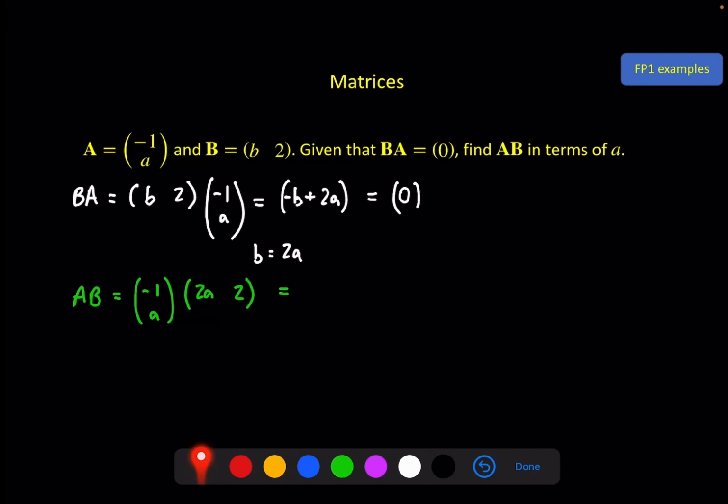And this will not give us a 1 by 1 matrix. This will do first row, first column, first row, second column, second row, first column, second row, second column. This is going to give us a 2 by 2 matrix. And in terms of A, that will be minus 2A, minus 2, 2A squared, and finally 2A. And this is the answer for AB in terms of A.